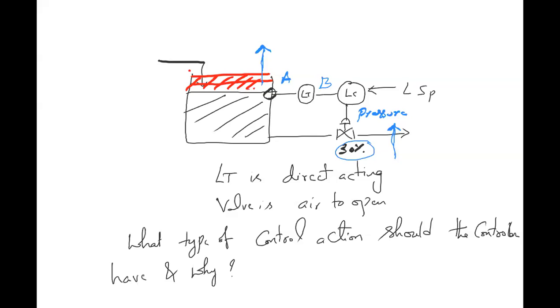So if A increases, the percentage of opening should also increase. Now if A increases, B will also increase, because the LT is direct acting. To open the valve, should the pressure increase or decrease? The pressure has to increase, because it is air to open type. So across the LC, the input increases and the output also increases. That makes the controller direct acting.